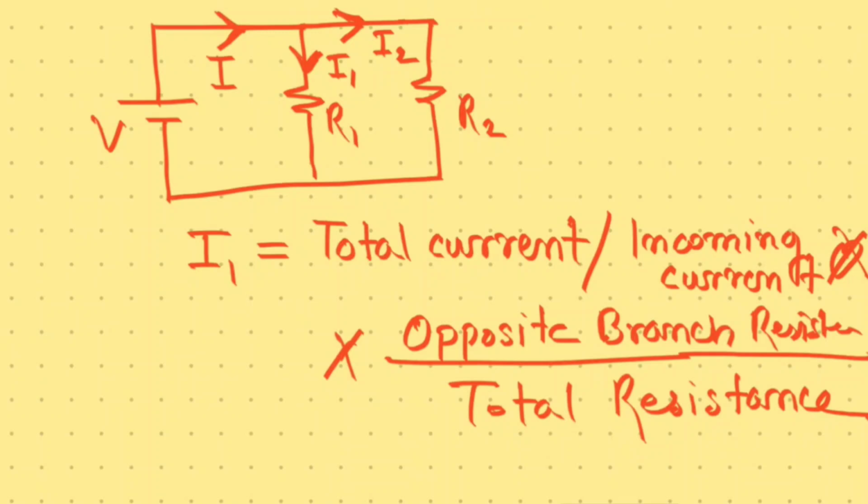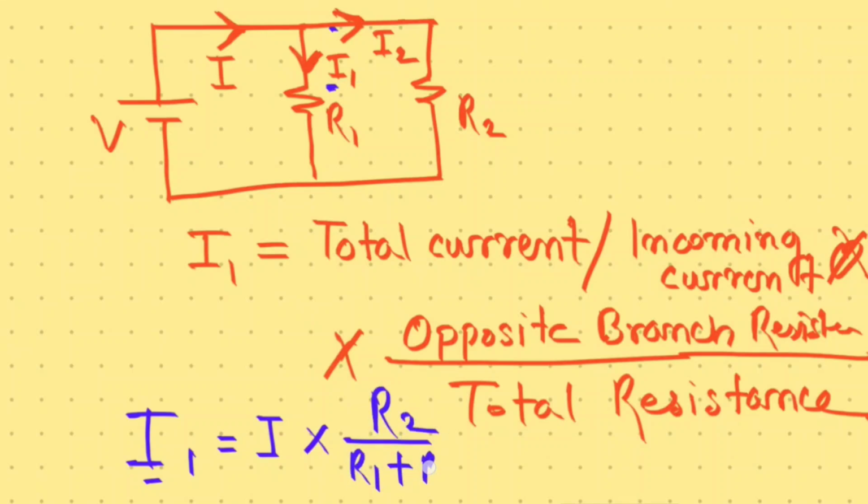So from this circuit, according to this, we can write I1 is equal to the incoming current I into the opposite branch resistance. Which one is the opposite branch resistance? We are calculating I1, so this is the opposite branch. What is the resistance? That is R2, by total resistance, that is R1 plus R2.